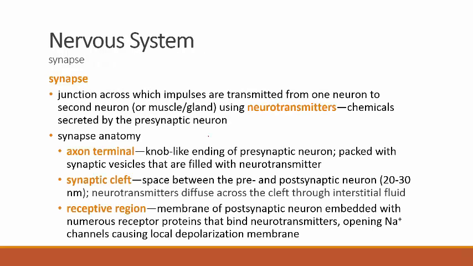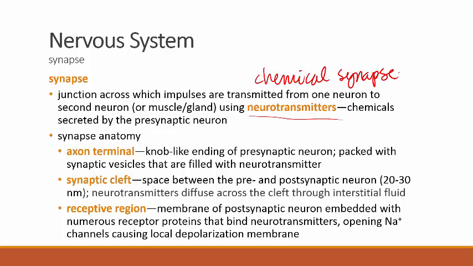Okay, so let's talk a little bit about synapses. These are the junctions across which impulses are transmitted, and they're transmitted using neurotransmitters. These are chemicals that are produced and then secreted by the presynaptic neuron. And so we talk about this kind of synapse as a chemical synapse, because it's chemicals that are producing the effect on the postsynaptic cell.